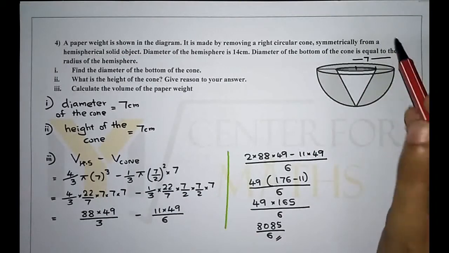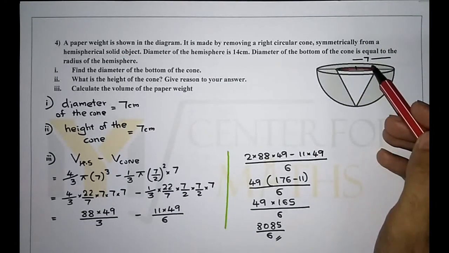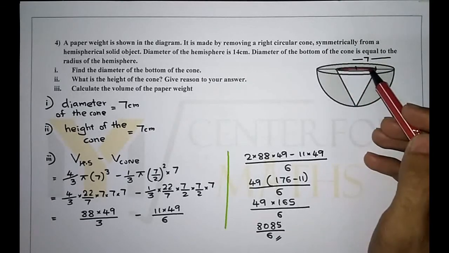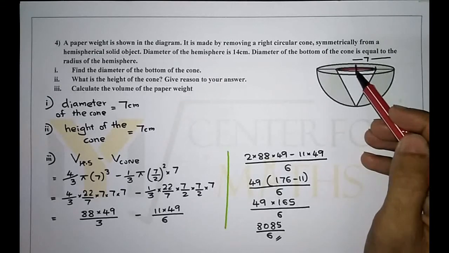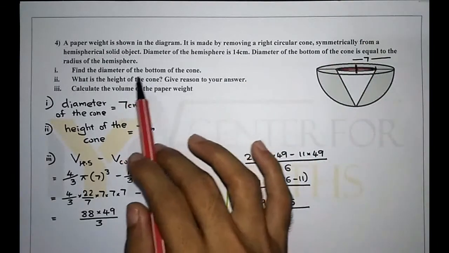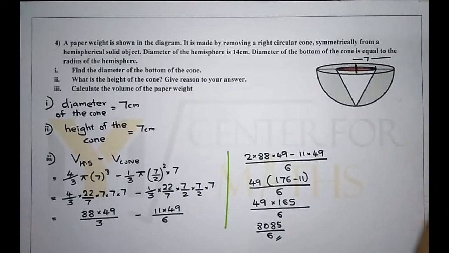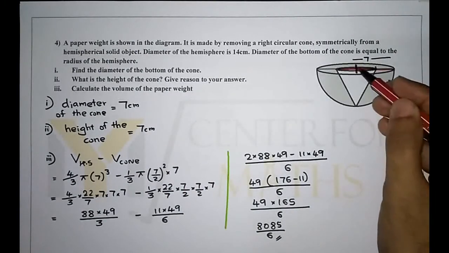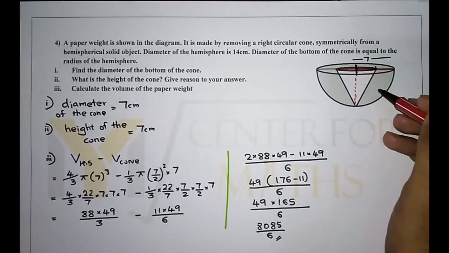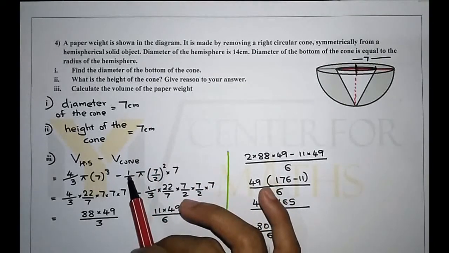The diameter of the bottom of the cone is equal to the radius of the hemisphere. The radius of the hemisphere is 7, so this one is also 7. Then the radius of the cone is half of that, so 7 divided by 2, it's 3.5. Find the diameter of the bottom of the cone, that's 7 centimeters. And what's the height of the cone? The height of the cone is equal to the radius of the hemisphere itself, because all the radii are the same. So directly we can mark that as 7.